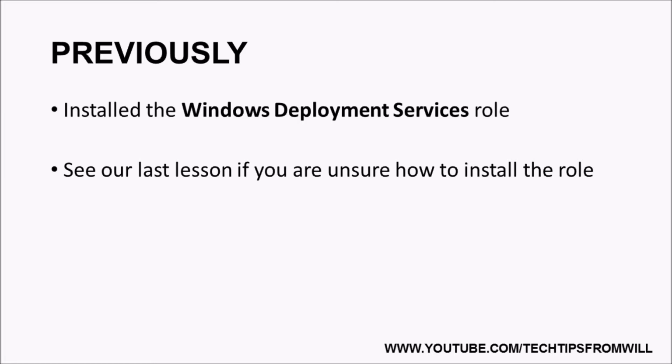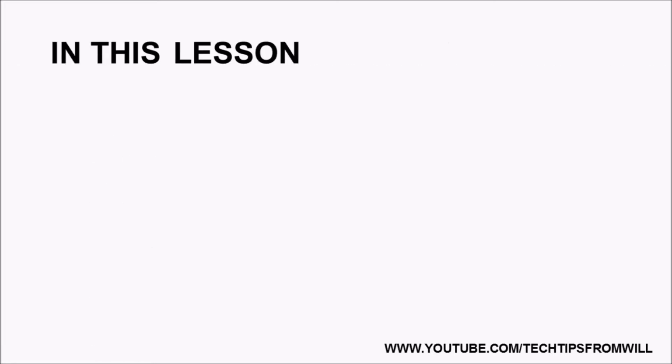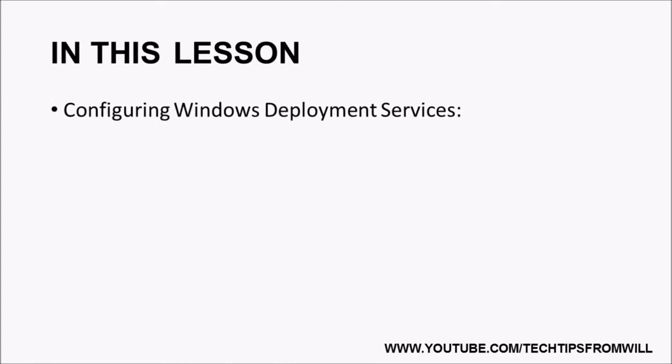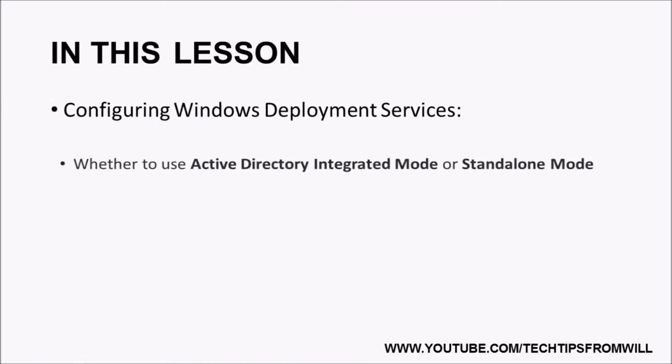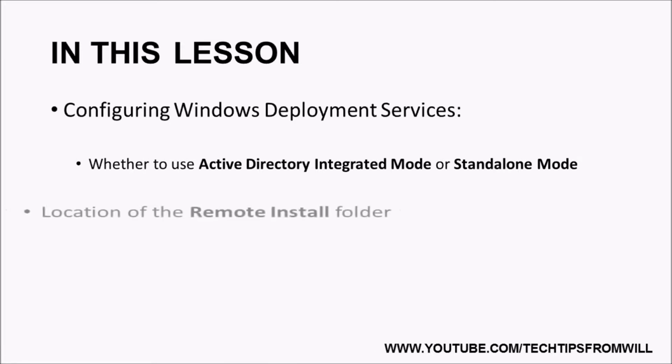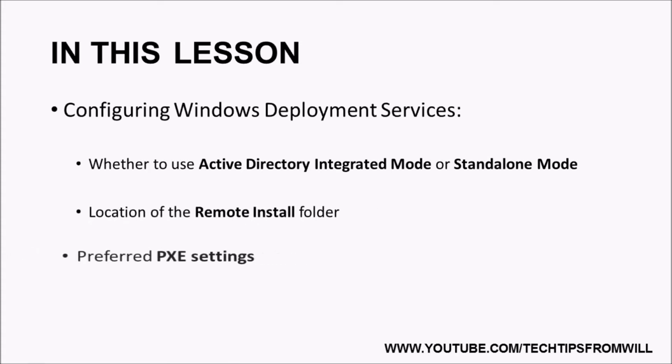Now that the role has been successfully installed, Windows Deployment Services will require some initial configuration before it can be used, which is the focus of this lesson. The configurations we are going to make will include whether Windows Deployment Services will use Active Directory Integrated Mode or Standalone Mode, where the remote installation folder will be located, and the preferred PXE settings you would like to use.